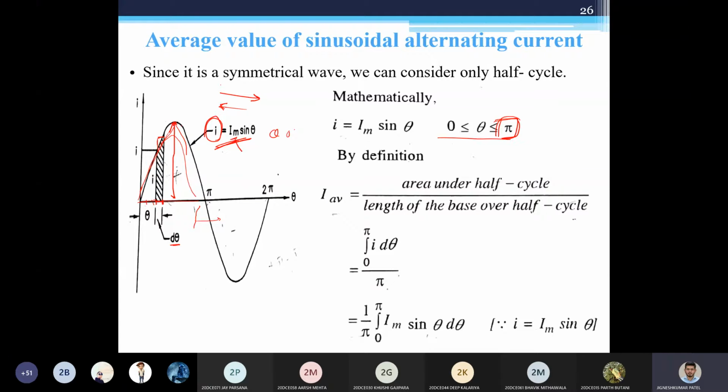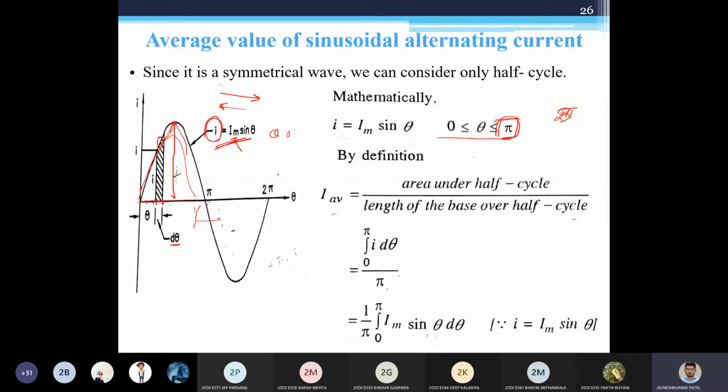So we are going to calculate the half cycle value because it's a symmetrical wave. Mathematically, you can say I is equal to Im sin theta, where theta belongs to 0 to pi now. It was 2 pi earlier because we were considering the full cycle, but now I am considering the half cycle, so it has become pi. By definition, average value is the area under the half cycle upon the length of the base of the half cycle.